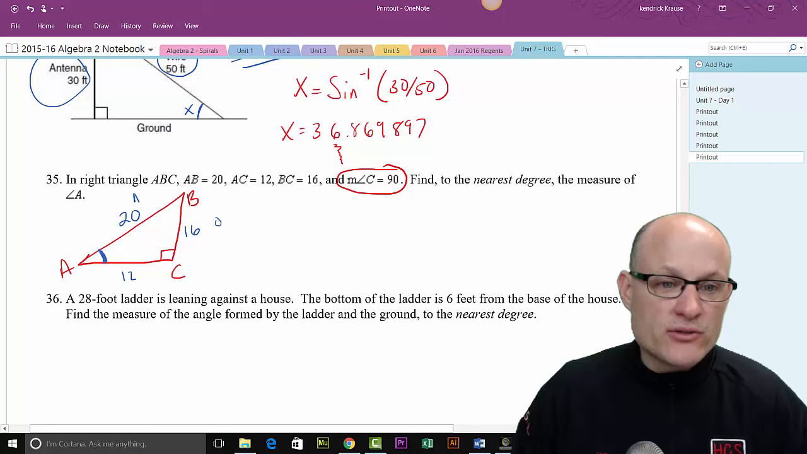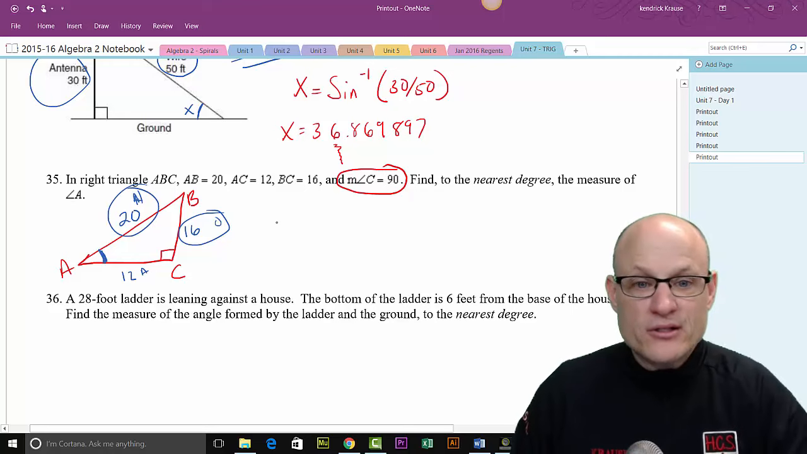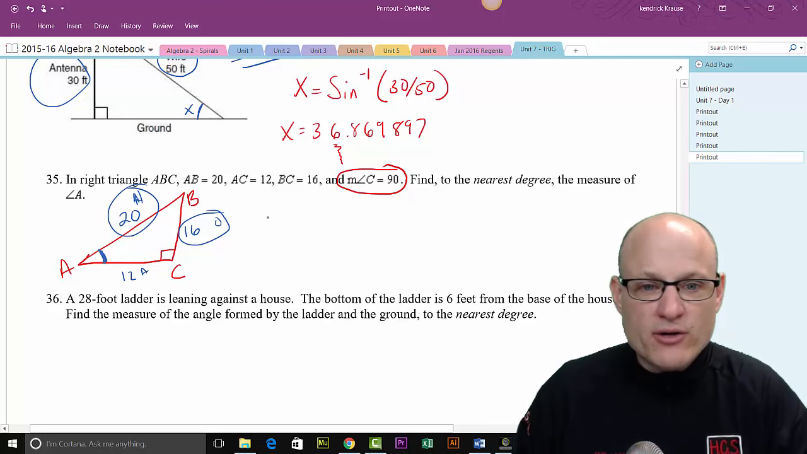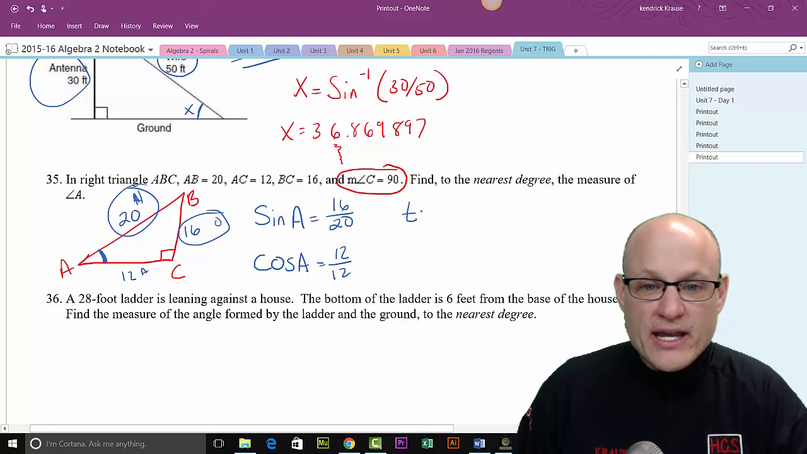I'm just going to use opposite and hypotenuse. Sine is the first one on the calculator. So sine of angle A is equal to 16 over 20. Again, it wouldn't matter if I did cosine of A is equal to 12 over 20, or tangent of A is equal to 16 over 12. They will all give you the same answers, and I'm going to prove that in just a second.